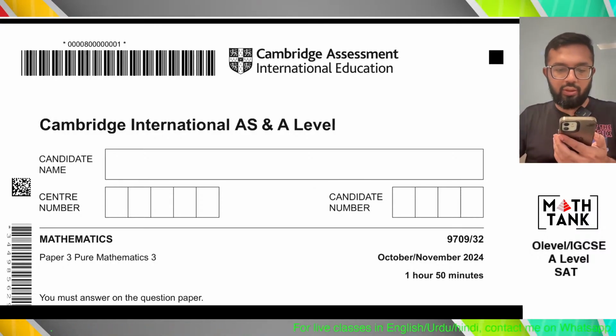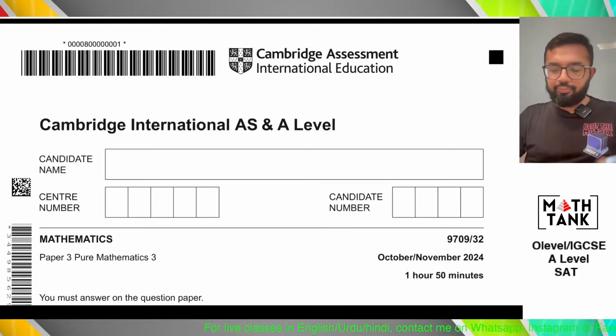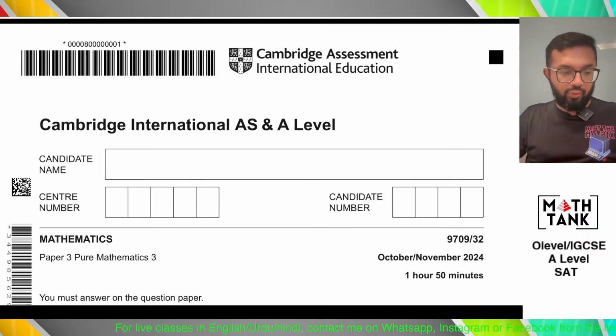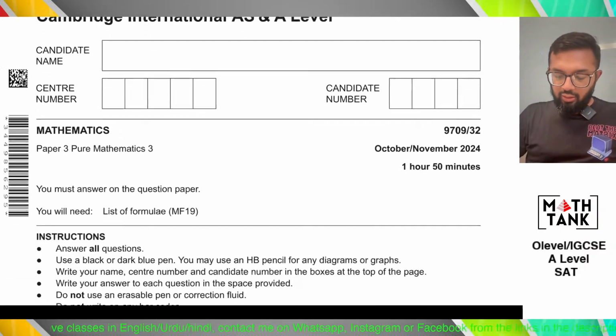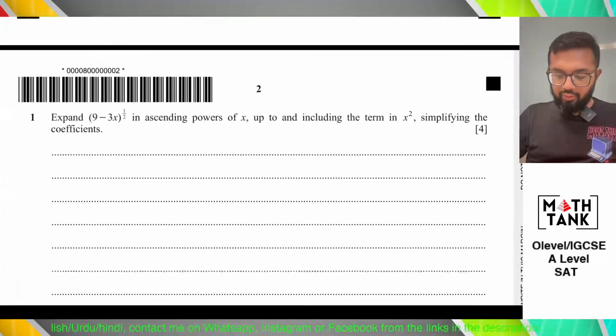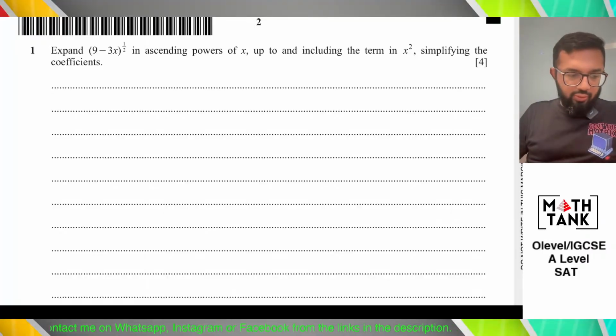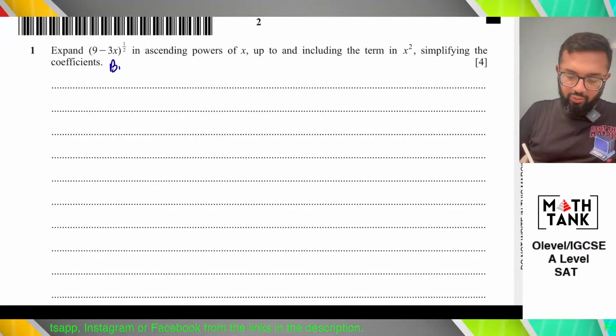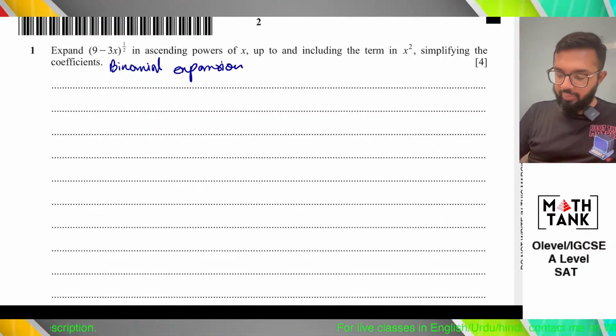Today's paper is November 24th, 32. This is paper 3. Let's start with the first question. This is about binomial expansion. It says expand this in ascending powers of x up to and including the term in x squared.